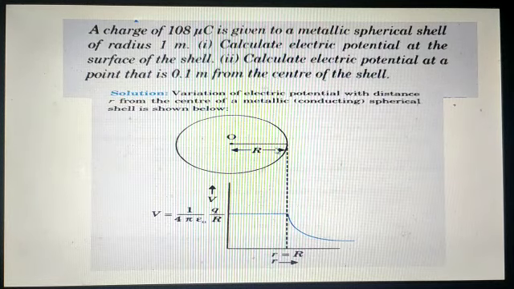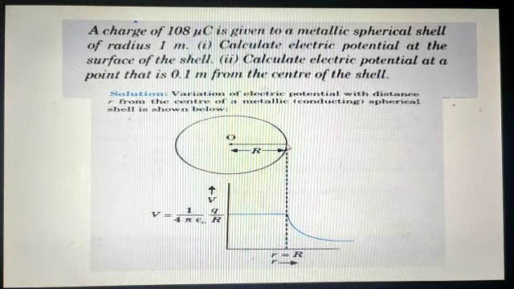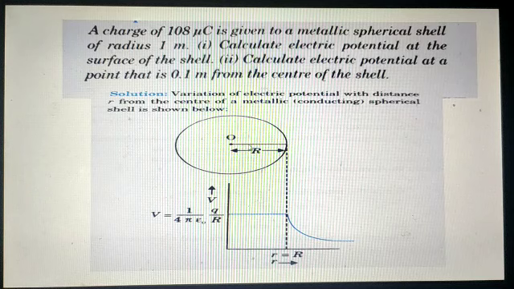So it's a very easy question in which we know that whatever potential is there at the surface, the same potential exists at any point inside the shell. So at a point 0.1 meter, since the radius is 1 meter, the potential will remain the same, and the value of potential will be 1 by 4 pi epsilon naught q by r. In the diagram also it is shown that the value of potential for small r up to capital R, that is up to the surface, remains the same, and after that the potential decreases.